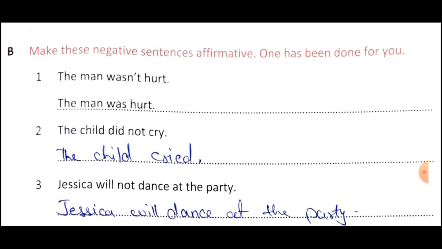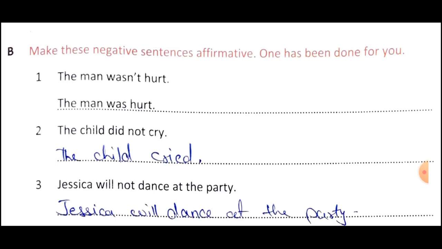The man wasn't hurt. So here you are given was, and after was there is not, which you have to remove. Now let's see how the sentence will be made. The man was hurt. Okay. Then the child did not cry.